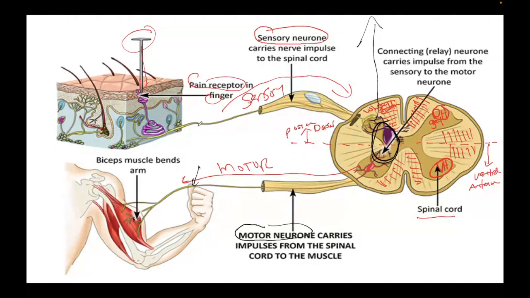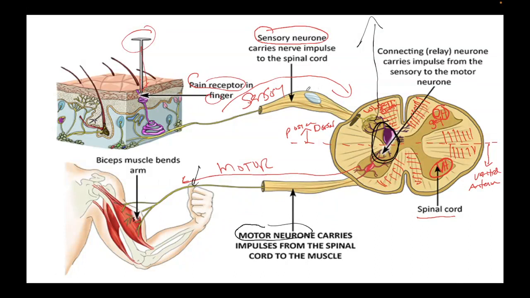And the other thing I want you to know is that this sensory neuron is going to synapse on the dorsal horn, whereas motor information or efferent information comes out through the ventral horn, and this is a motor neuron right to the muscle.